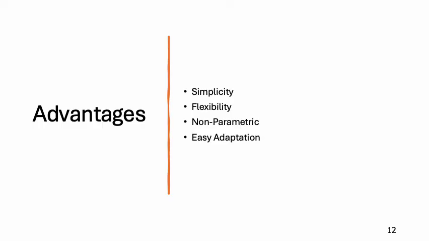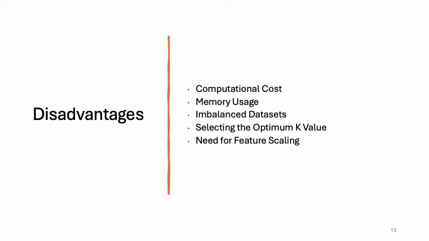3. Non-parametric. KNN is a non-parametric model, meaning it does not make any assumptions about the underlying data distribution. This makes it versatile for various types of data. 4. Easy adaptation to new data. When new data arrives, it can be added to the dataset and classification can be performed without needing to retrain the model. Disadvantages of the KNN method can be summarized in 5 items.